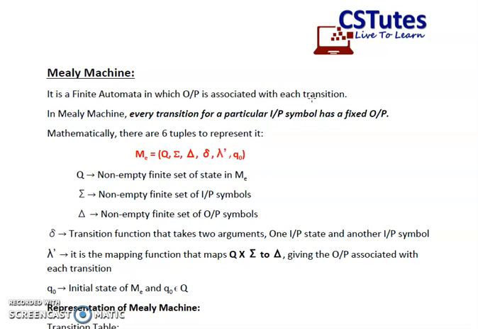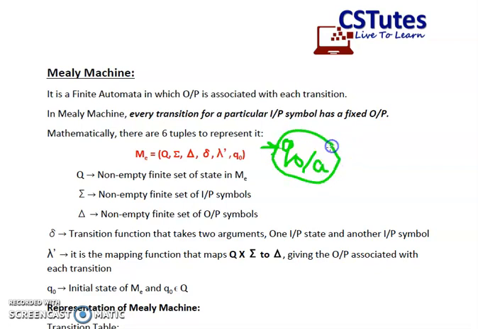Now let's see the difference between the output association with the state in case of Moore machine and the output association with each transition in case of Mealy machine. Now let's take an example. For example, suppose let's talk about the Moore machine first. So the output is associated with each state. For example, there is a state Q naught and let's say output A is associated with the state Q naught.